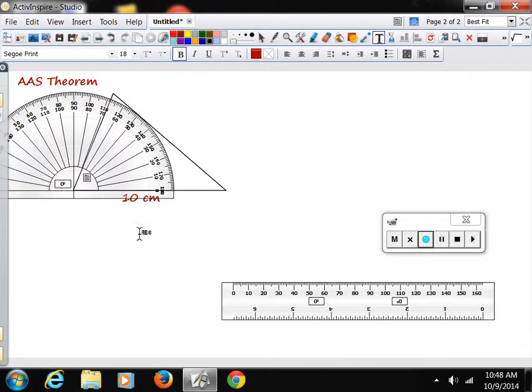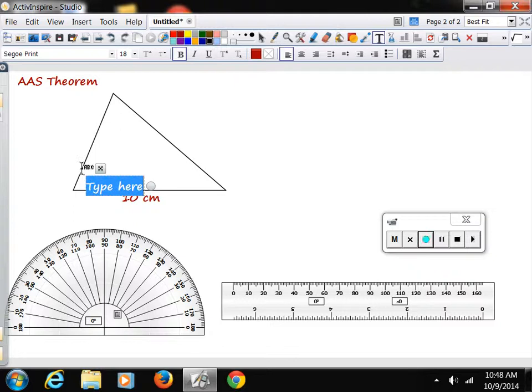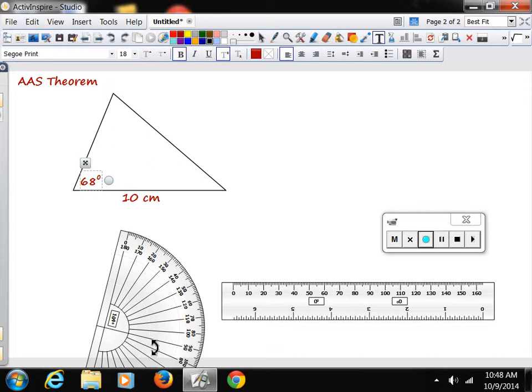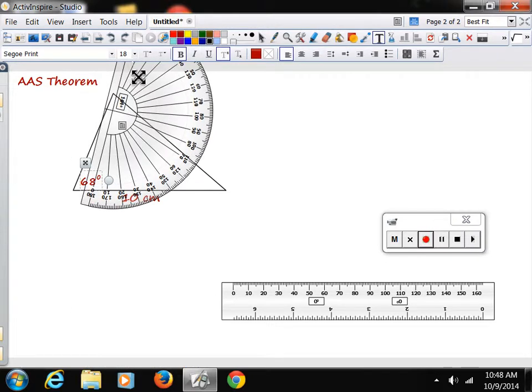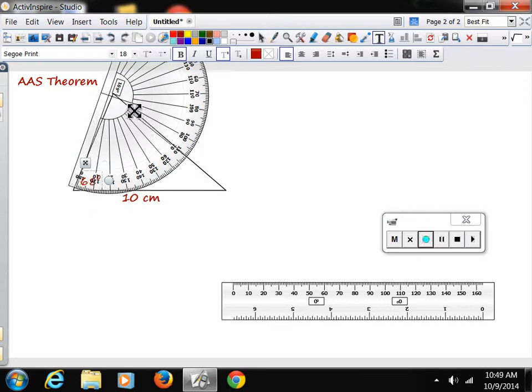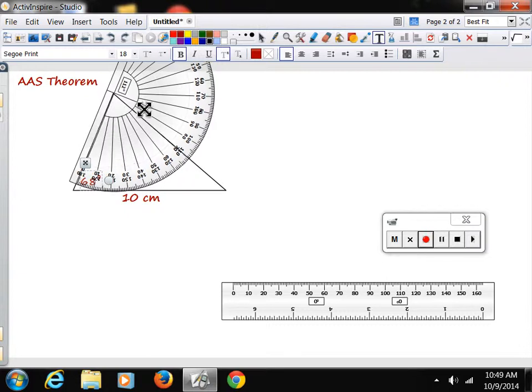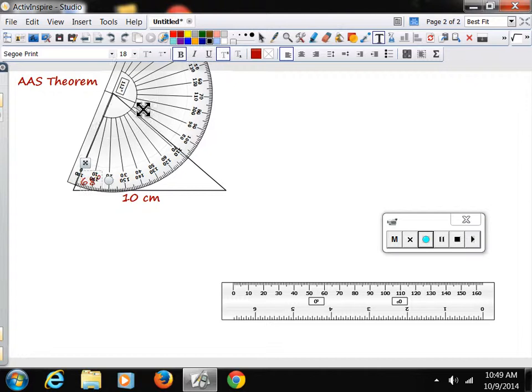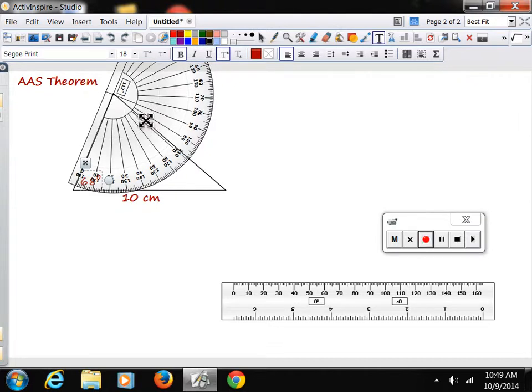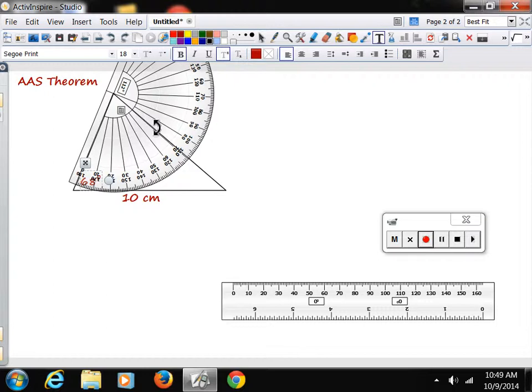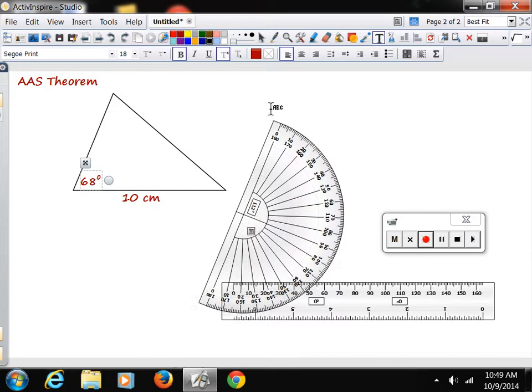Okay, so my first angle is exactly 68 degrees. And I'm going to measure the angle up at the top. So measure this angle up here. We'll see what that measurement comes out to be. Okay, looking like it's about 71 for me. Yours might be way different.